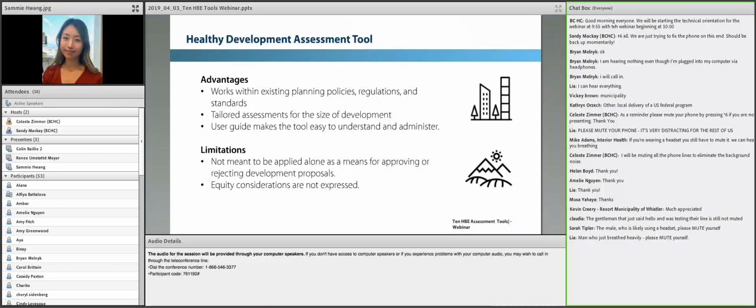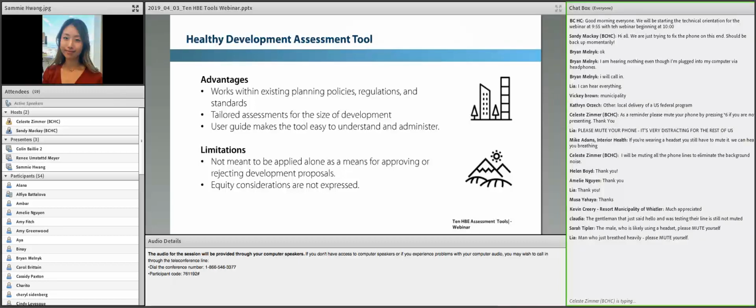One of the advantages is that it works within existing planning policies, regulations, and standards with which all developers should comply to. And you can also make tailored assessments depending on the size of the development, so large versus small for the version of the tool. And there's a user guide that comes with it, which also makes the tool really easy to understand and administer.